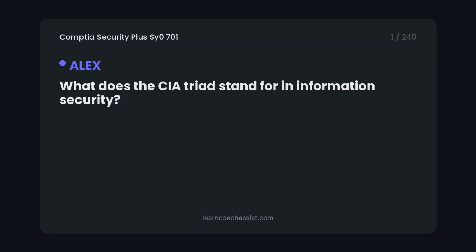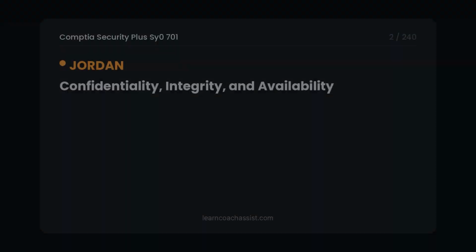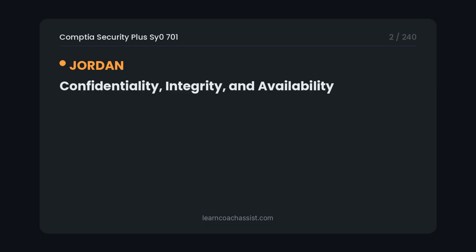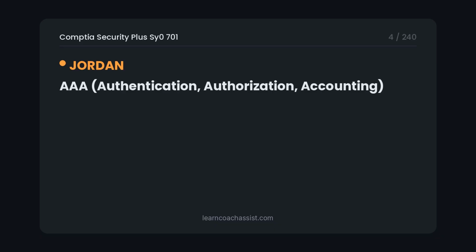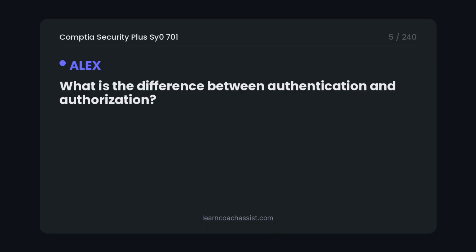What does the CIA triad stand for in information security? Confidentiality, integrity, and availability. Which security principle extends CIA by adding authentication, authorization, and accounting, non-repudiation? AAA, authentication, authorization, accounting. What is the difference between authentication and authorization?